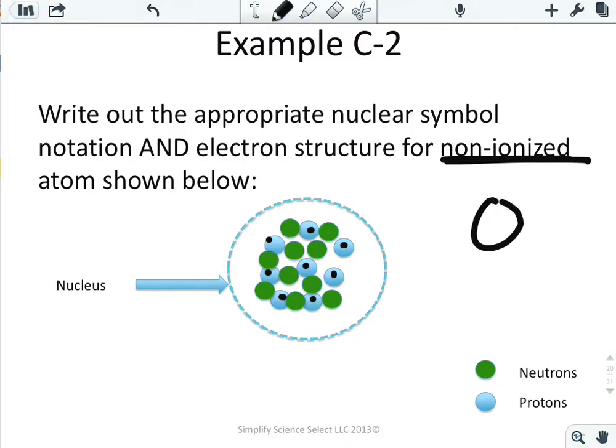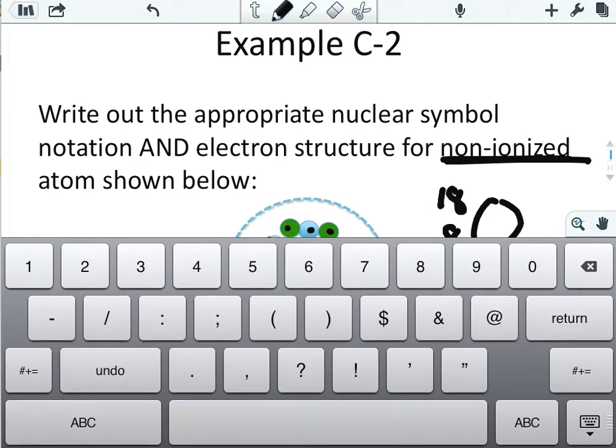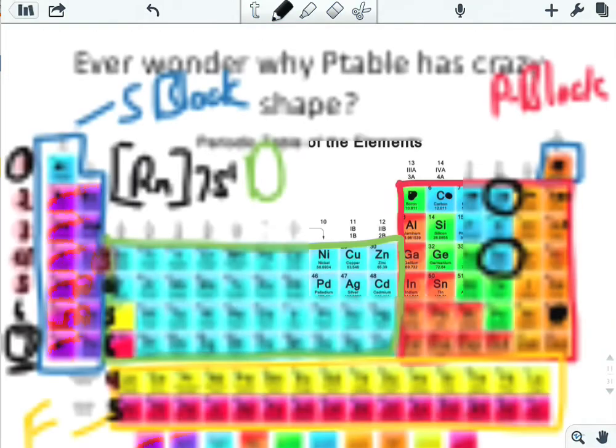Now, for oxygen, we have 8 protons, and then we count the neutrons: 1, 2, 3, 4, 5, 6, 7, 8, 9, 10. So 8 protons, 10 neutrons. That gives us a mass number of 18 over 8. So that's oxygen-18. That is our nuclear symbol notation. Now for our electron structure, we're trying to find our electron configuration, so let's use our periodic table because that's the easiest way to do it.